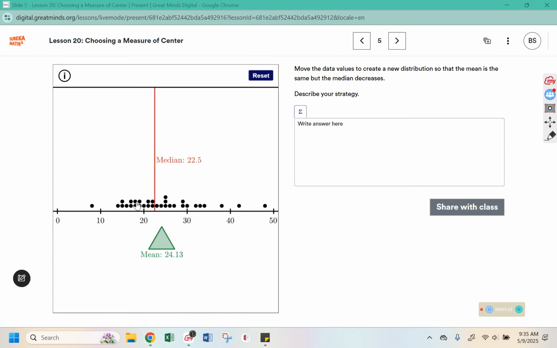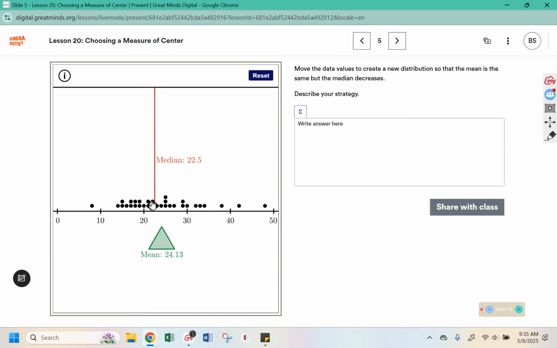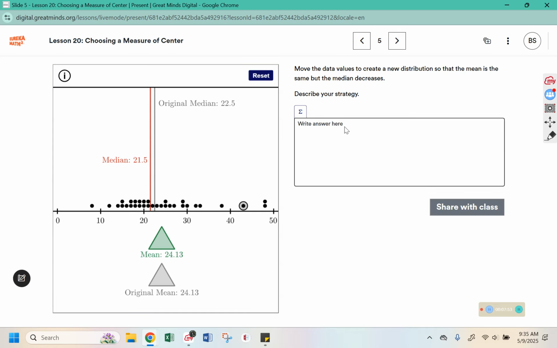Let's demonstrate that again. I'm going to move one of these points to the other side so that the median changes. My goal is to make the median smaller, so I need to move a bigger point down, but then I need to increase the mean, so I need to move one of these that is on the right further to the right, so that the mean stays the same, but the median is lower.